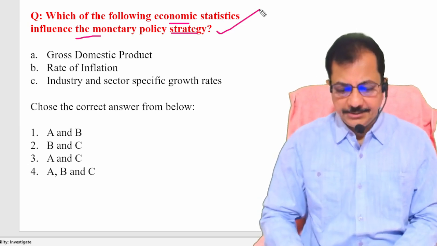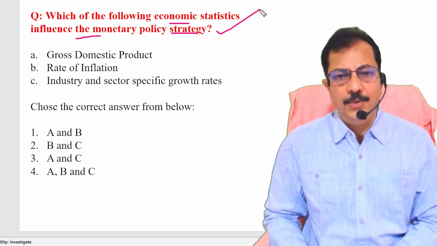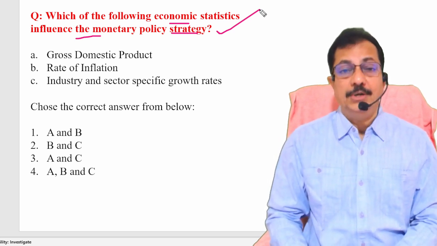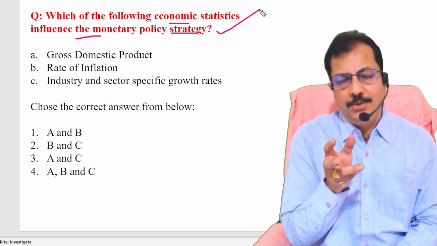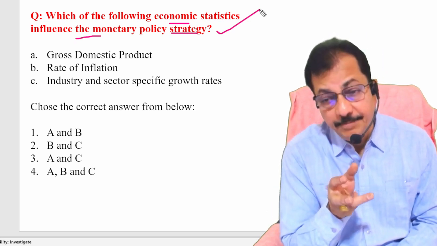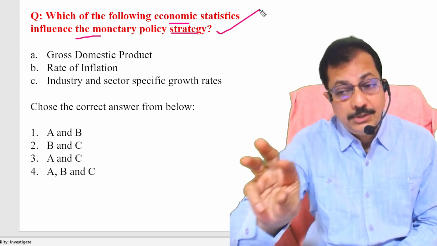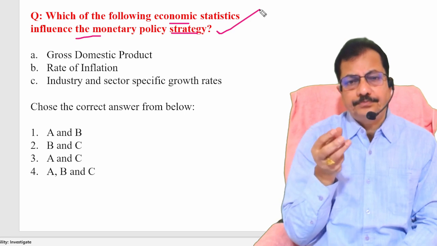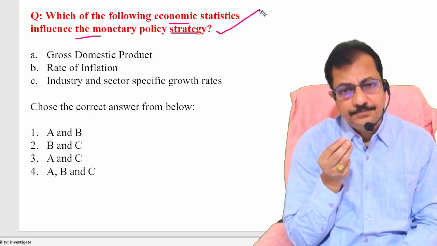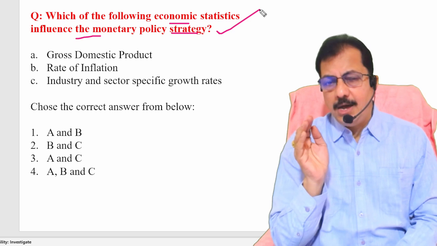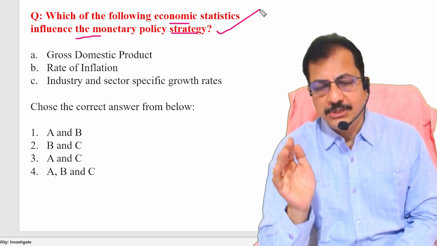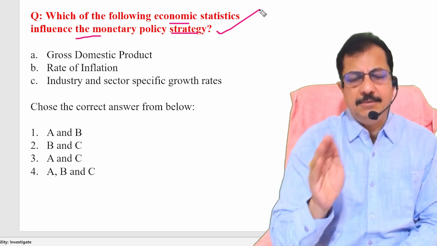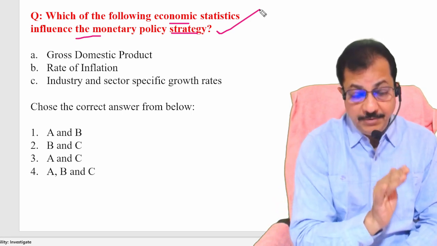Clear? Now have a look at this. Which of the following economic statistics influence the monetary policy strategy? What do you mean by monetary policy strategy? Whether RBI wants to send more money into the market, or RBI wants to withdraw money from the market. Is that okay? Whether RBI is asking the banks to reserve more money with RBI, or RBI is asking the banks to reserve less money with the RBI.